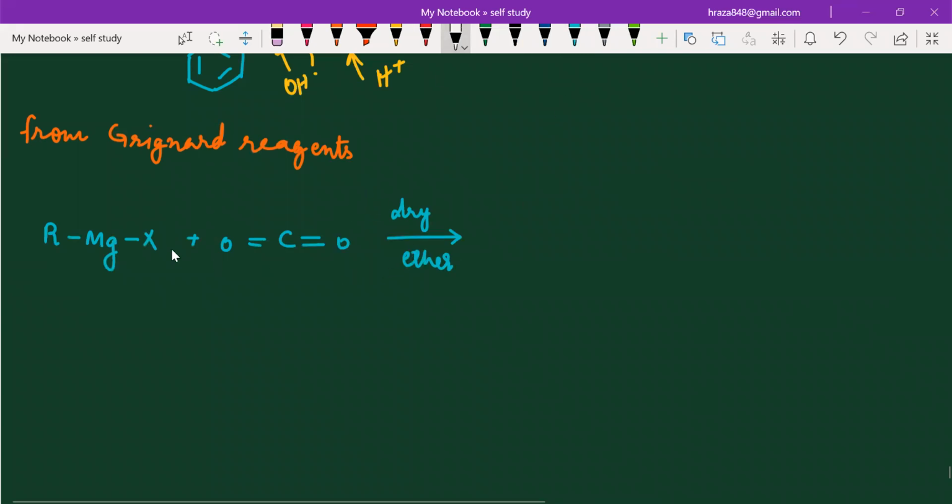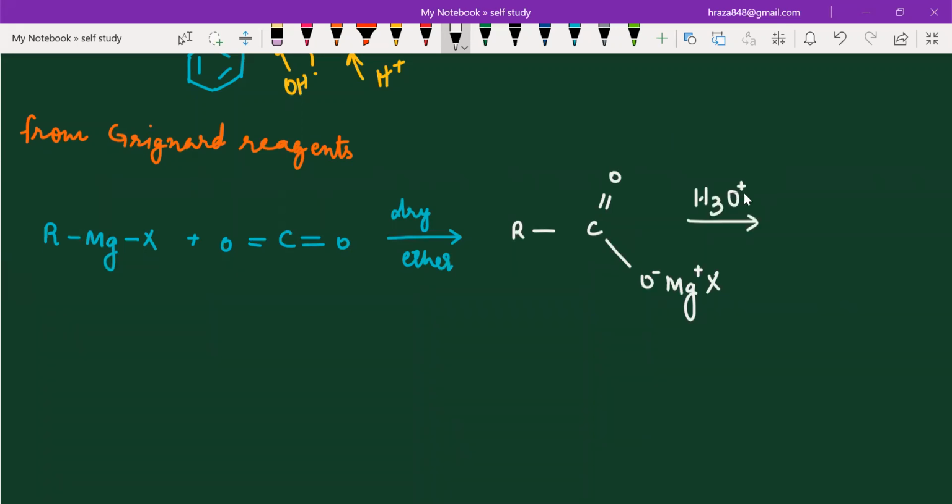Now what will happen? It's very easy to understand. Any one of the oxygens will have a negative charge, so it will be like this. First I'm going to write it and then I will explain the mechanism. And after doing hydrolysis, you will get RC-OH, carboxylic acid. Now, as you can see, this is your RMgX, right? And this is your O=C=O.